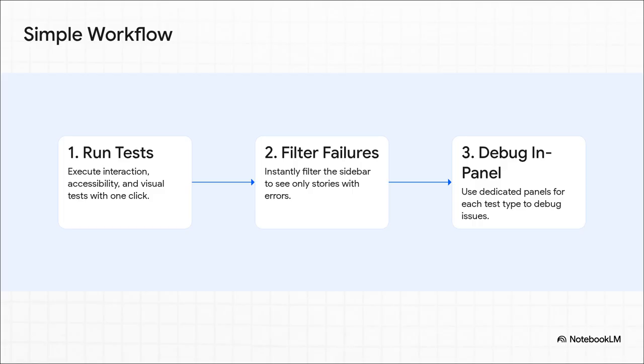1, you hit Run All Tests, or just pop it into watch mode. That kicks off all your interaction, accessibility, and visual tests for the entire project. 2, if anything fails, you can instantly filter your sidebar to see only the stories that have problems. No more hunting around. And 3, you just click a failed story and jump right into the dedicated panels to debug what's wrong, whether it's a broken interaction, an a11y issue, or a visual bug.